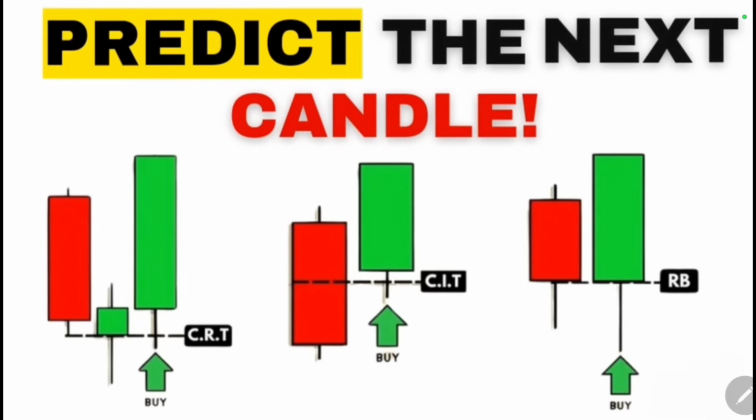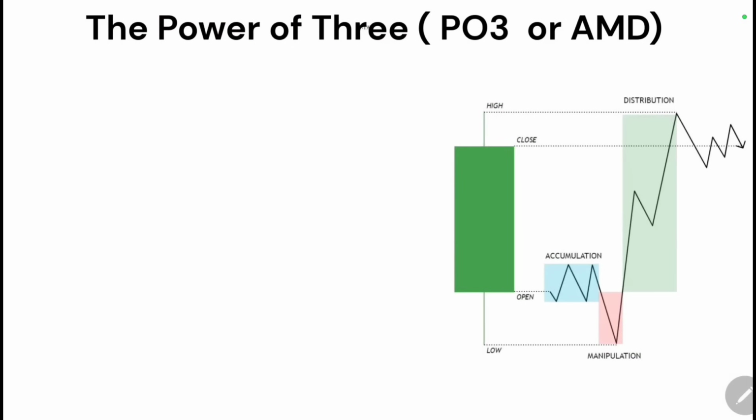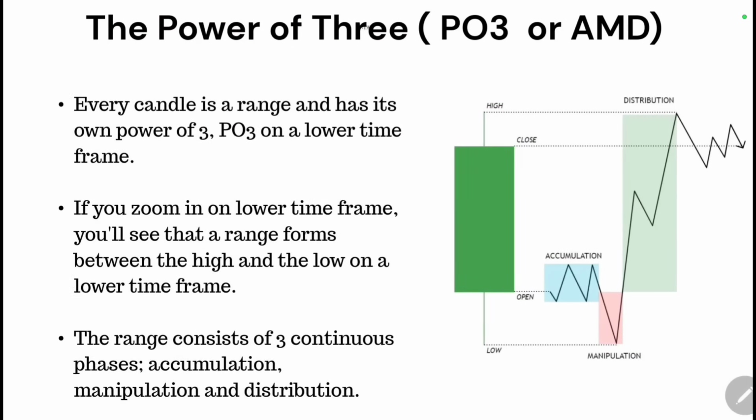Now, I've made an introductory form of this video in the last video I made before this one. But why this video is more important is that I'm going to be showing you short examples of those candle range theory patterns. The candle range theory states that every candle is a range and it has its own power of 3 on a lower time frame, and that if you zoom into the lower time frame, you will see that the range forms between the high and the low on a lower time frame of the candle range.